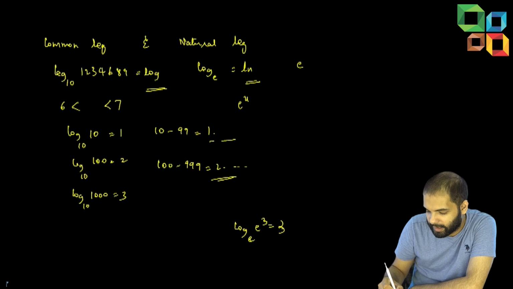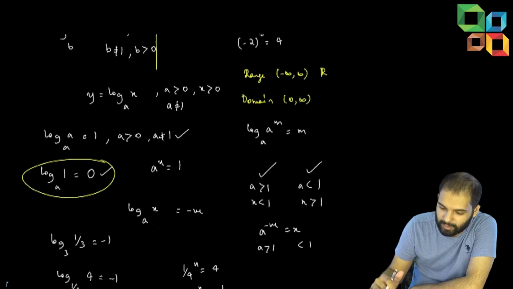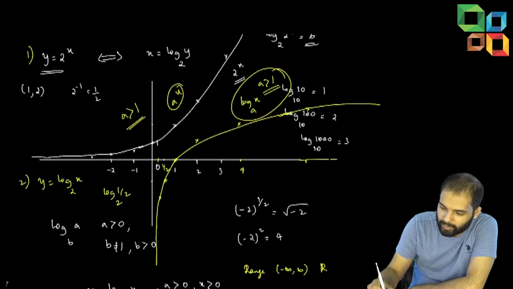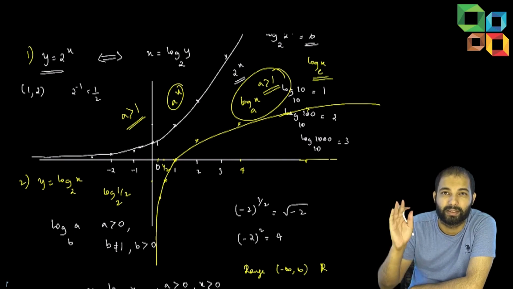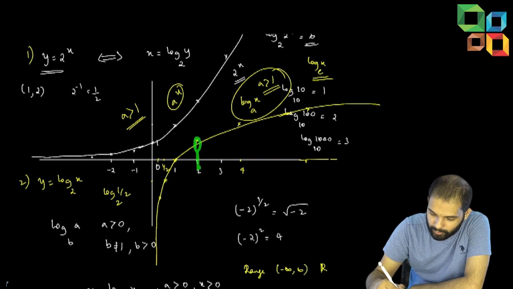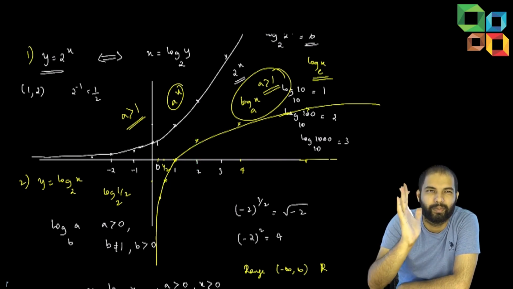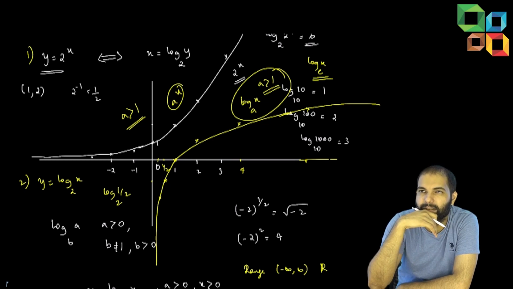Because e is a number greater than 1, the first graph will be a graph for log x base e. Obviously the values will change a bit. It is not 1 at 2; at 2.71 it will be 1, but that doesn't matter. The graph will be almost similar. You get the idea, correct?